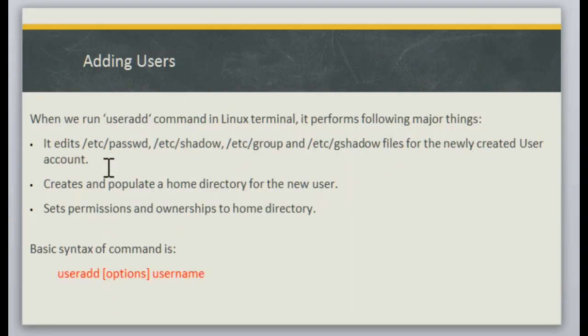So when we run the useradd command in the Linux terminal, it performs the following major things. First, it edits /etc/passwd, /etc/shadow, /etc/group, and /etc/gshadow files for the newly created user account. It also creates and populates a home directory for the new user, and it sets permissions and ownership on the home directory, usually determined by a umask. So the basic syntax of the command is useradd, and then we have options, such as flags and other things, and then we have the username, okay?